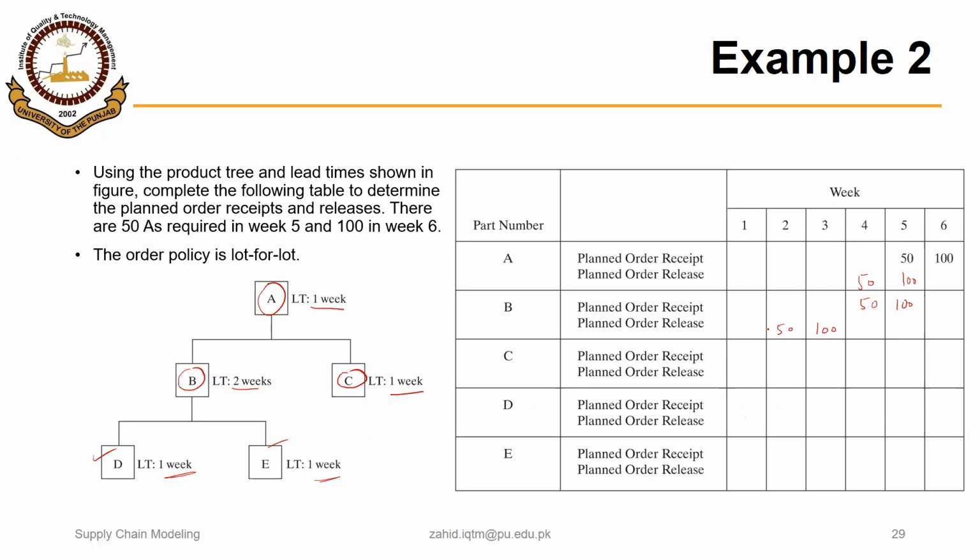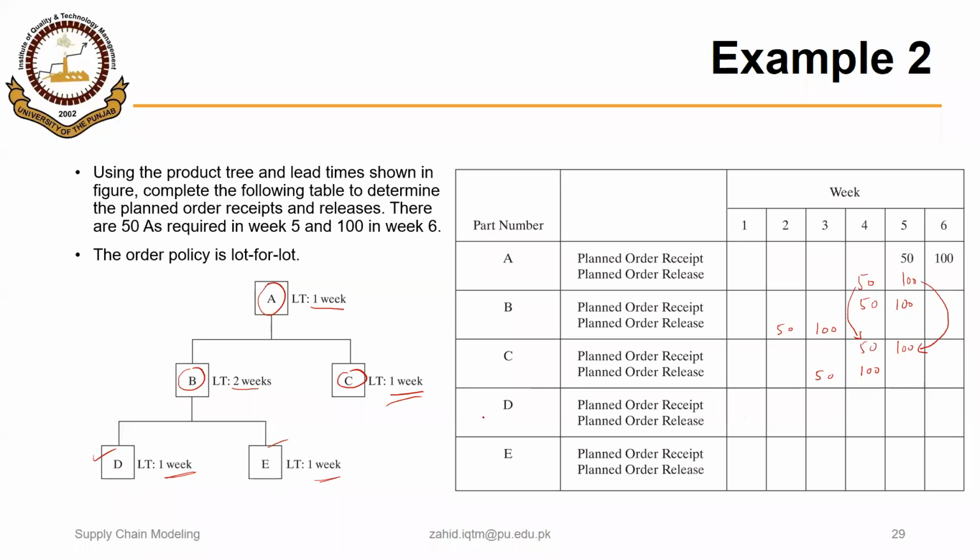C is also a component of A, so same gross requirements, this 100 and this 50. But the lead time for C is 1 week, so we will place the order 1 week earlier.